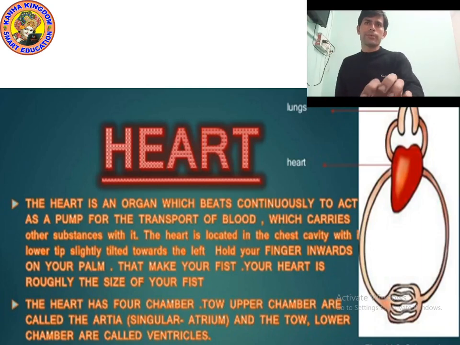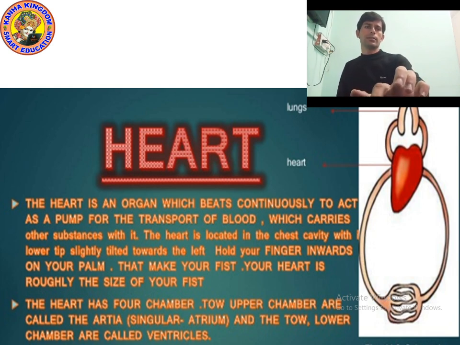Hello, class 7. So, we have been studying chapter number 11, transportation in animals and plants. In this chapter, we are actually studying about the circulatory system.